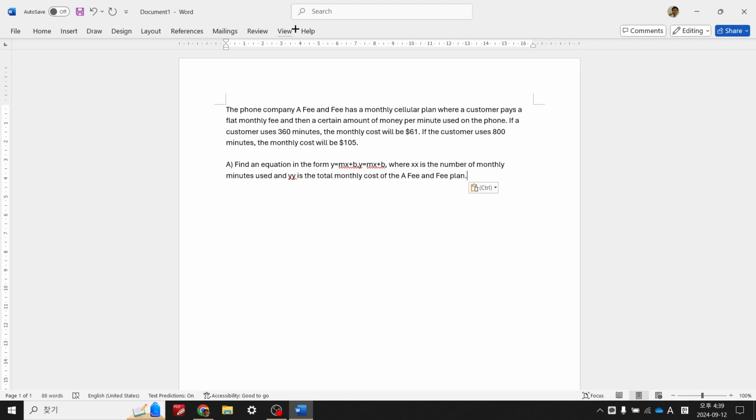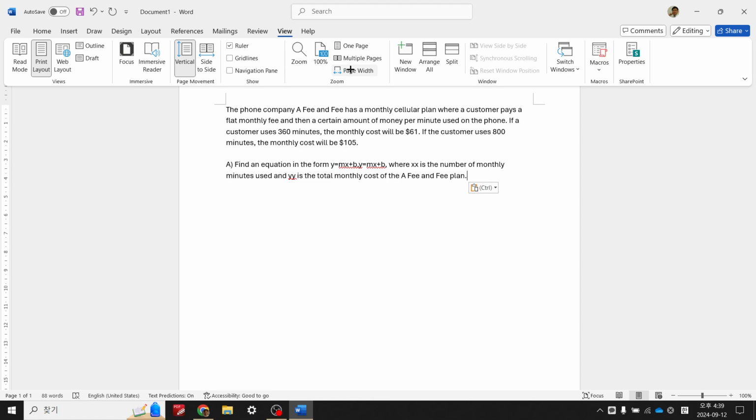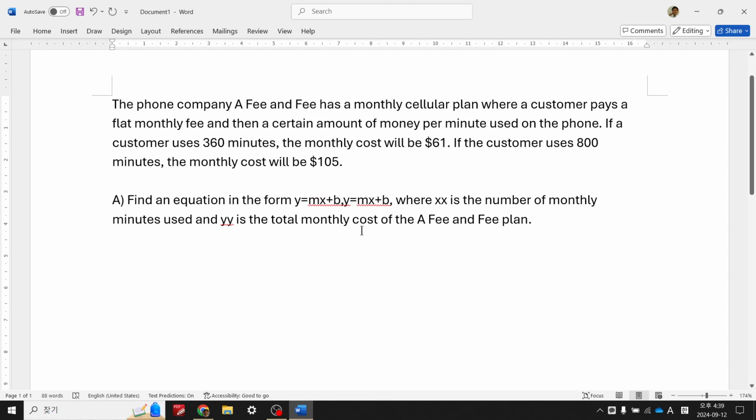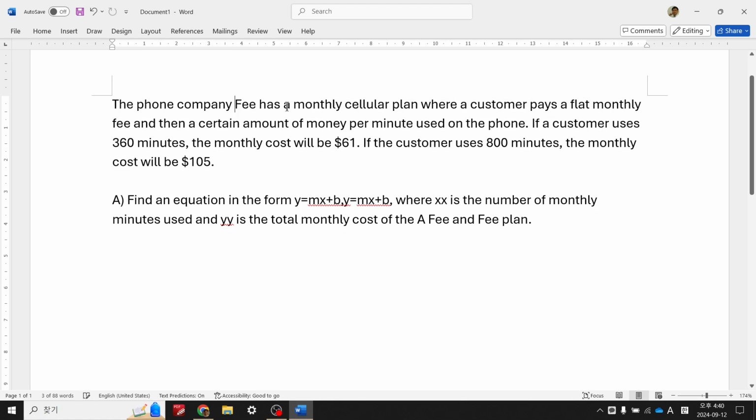Okay. View, page width. Okay. So a phone company has a monthly cellular plan where a customer pays a flat monthly fee and then a certain amount of money per minute used on the phone. If a customer uses 360 minutes, the monthly cost will be $61. If the customer uses 800 minutes, the monthly cost will be $105.